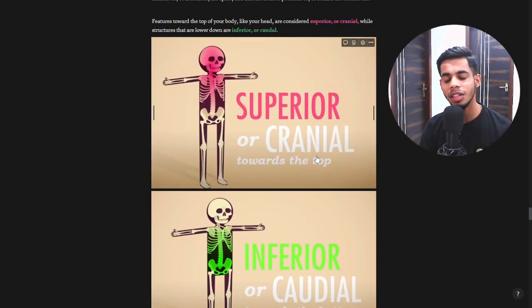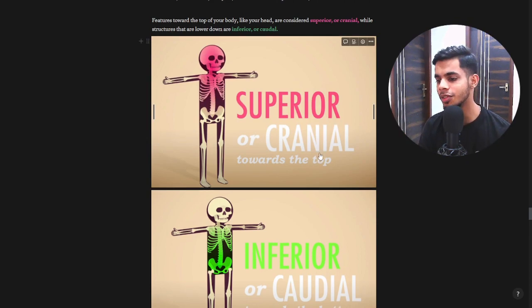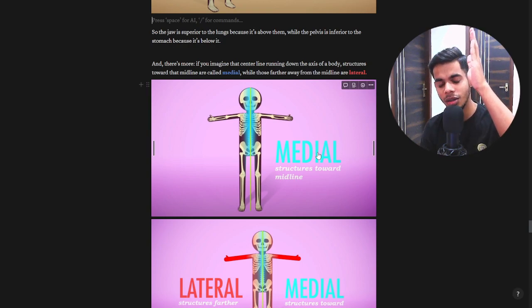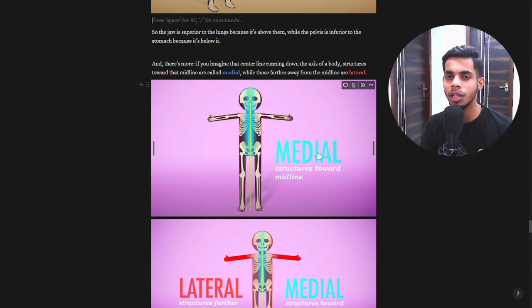Then what is superior and inferior? If I have to denote something that is on the upper part of the body, I will be telling it as superior. If I have to denote something that is on the bottom part of the body, I will be denoting it as inferior. What is medial and lateral? Medial means whatever body part or organ is in alignment with the central line of the body, you will be denoting it as medial. Whatever is towards the outer side of the body, you will be denoting it as lateral.